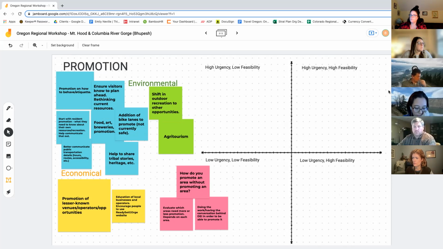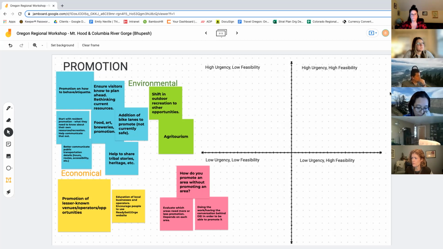Let's see. There was also the piece of promoting lesser known venues, which ties into the shift from solely outdoor recreation to other opportunities. So museums, smaller towns, smaller local businesses as well. Food, art, breweries, and also helping to share more history, tribal stories, the heritage of the areas, as a promotional way for people to really understand the importance of these areas and of this land. That in turn can also influence their own behavior and their respect of the places that they are visiting.